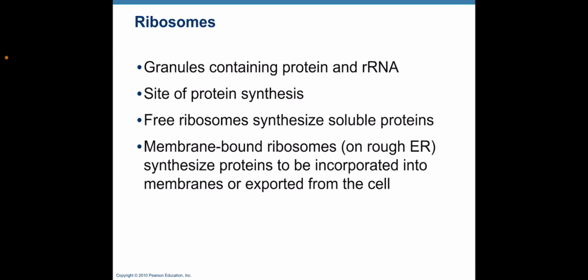Ribosomes are granules containing proteins and rRNA. They are also the site of protein synthesis, so we're going to see them take mRNA and synthesize it into an amino acid structure and then fold it and make it a protein. We also have free ribosomes that synthesize soluble proteins. So these just float around in the cytosol. Then we also have membrane-bound ribosomes, and these are found attached mostly to the rough ER. These synthesize proteins that are incorporated into the membrane or exported from the cell.